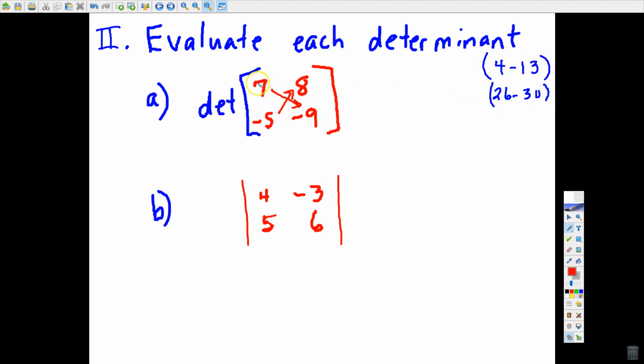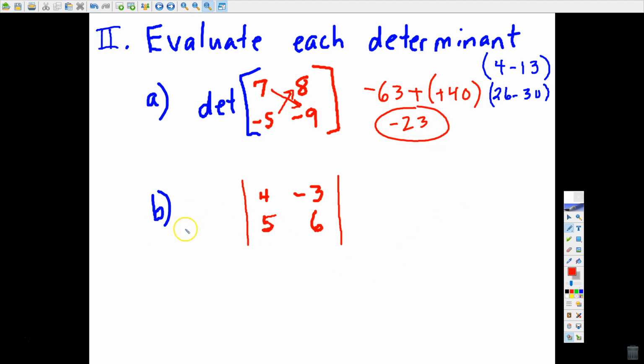Find the determinant. So I'm going to multiply what I call the A and the D elements together. 7 times negative 9. You always start there. And then you always subtract the product of the other two elements. Negative 5 times 8 is negative 40. And I put these together. Subtracting a negative number, of course, is really addition. So the determinant for Roman numeral 2a is negative 23.